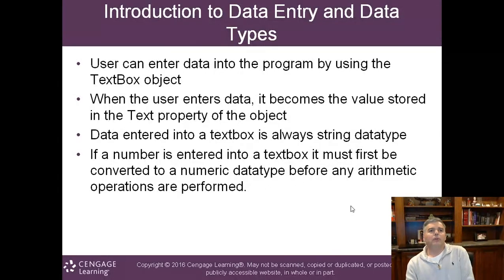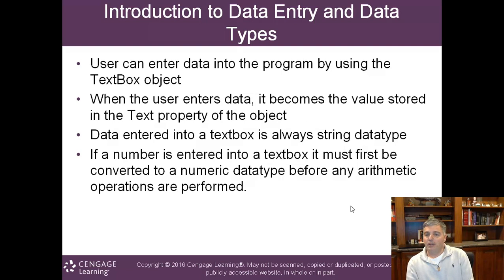All right, so users can enter data into a program by using the text box object. When the user enters data, it becomes the value stored in the text property of the object. So remember we dealt with the text property of the form, the text property of the label. The text box also has a text property. Something very important to remember is data entered into a text box is always going to be stored as a string data type, okay? So even if you enter a number into a text box, by default, that data is stored as a string.